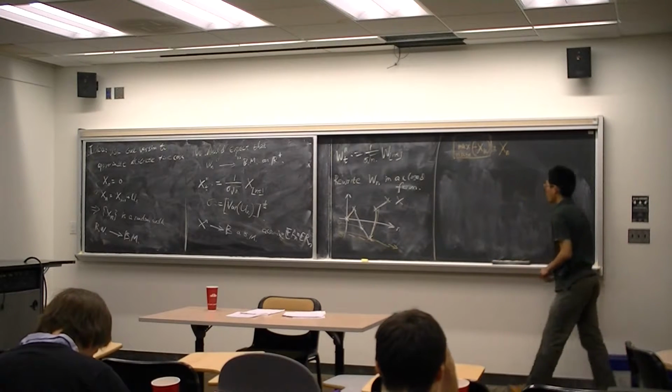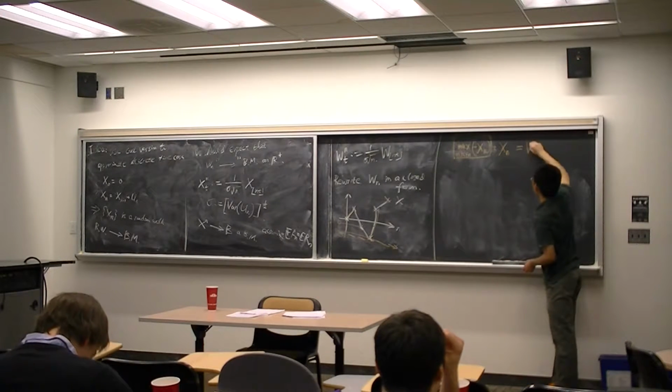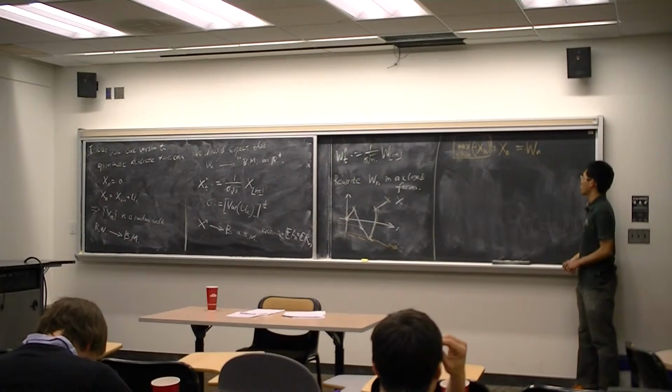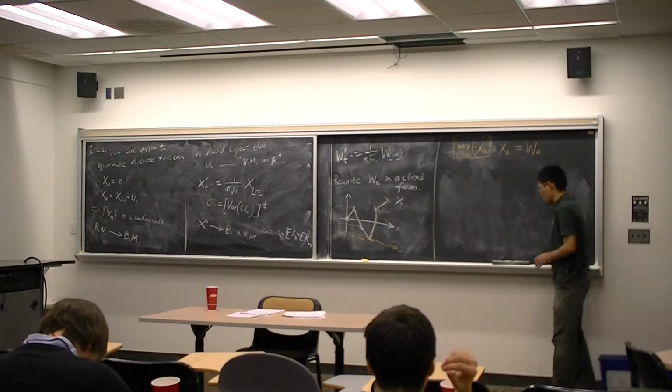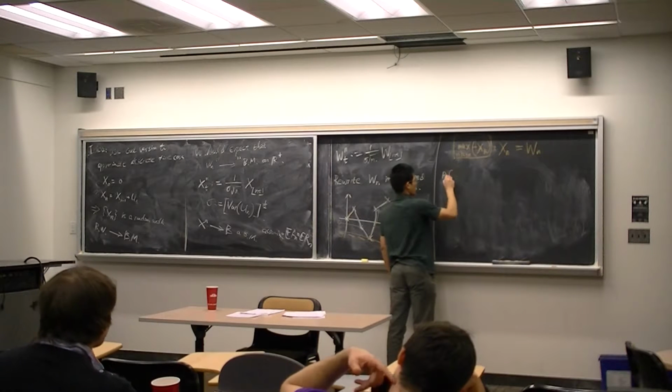So the claim is that x_n plus the running maximum of the negative part is the same as W_n. And the quick proof is by induction.